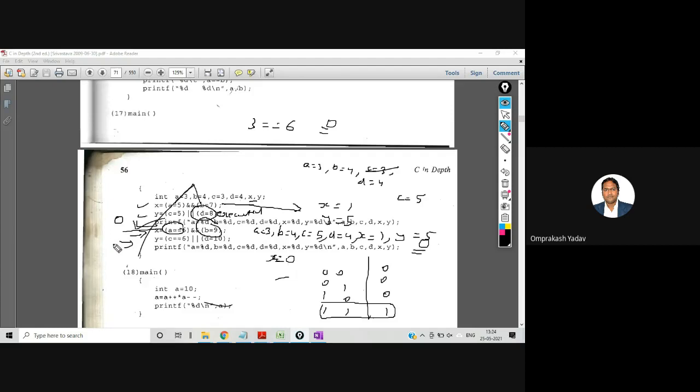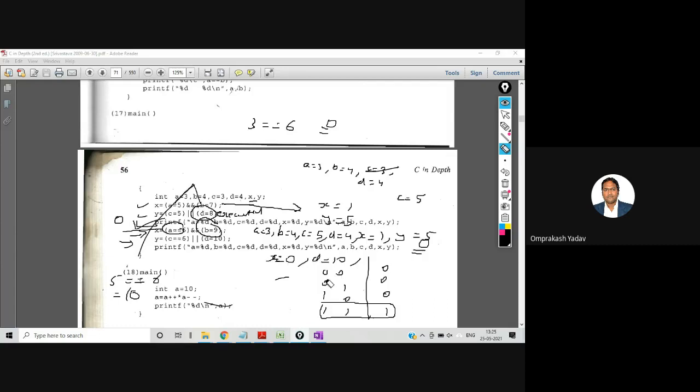In the next line we are having y is equal to c is equal to 6 OR d is equal to 10. Now c is equal to 6. So c's value is what? c is 5. So I'm comparing whether 5 is equal to 6. No, it's false, so output will be 0. But this is an OR operation. So even if the first input is false, the second input may be true. So it will go and execute the second input, and the second input is d is equal to 10. So d will get assigned 10, and the second input is true because 10 is a true value. So y will be assigned 10.